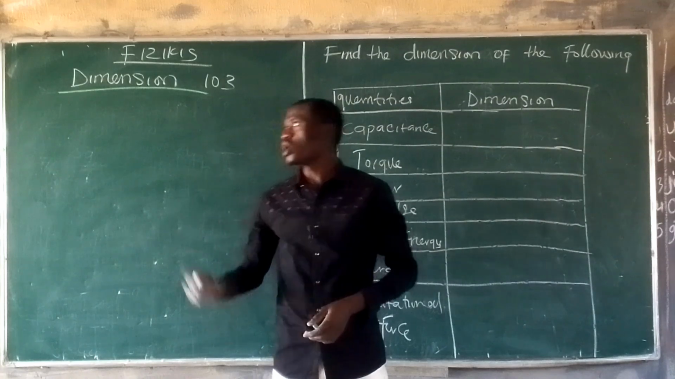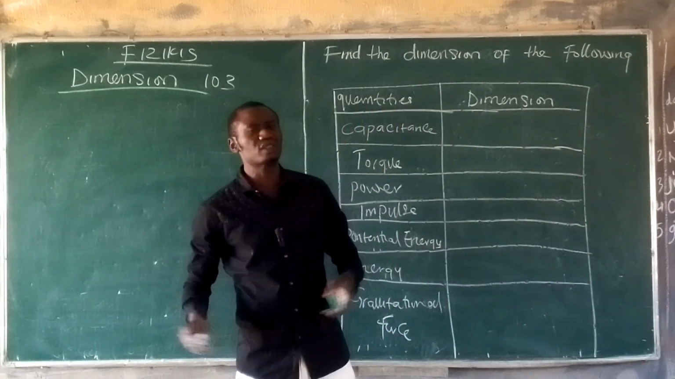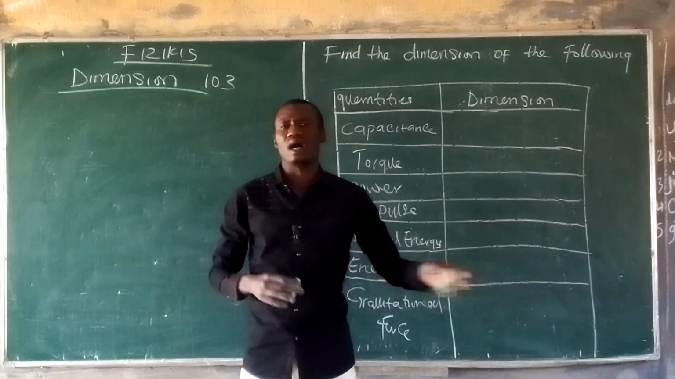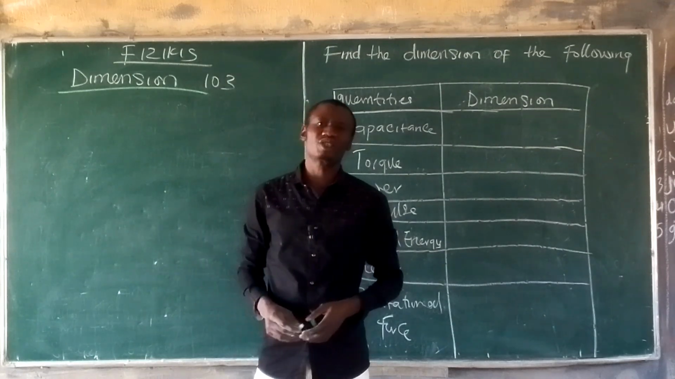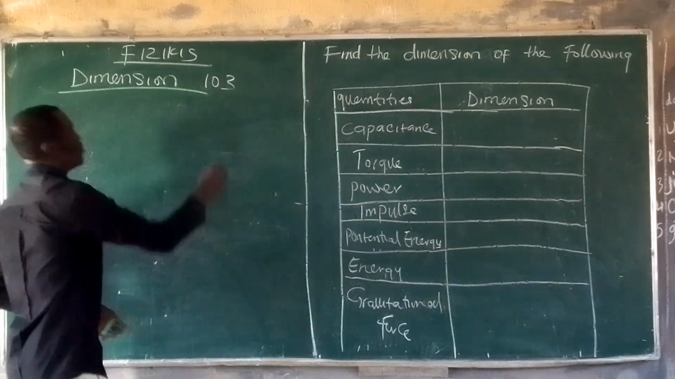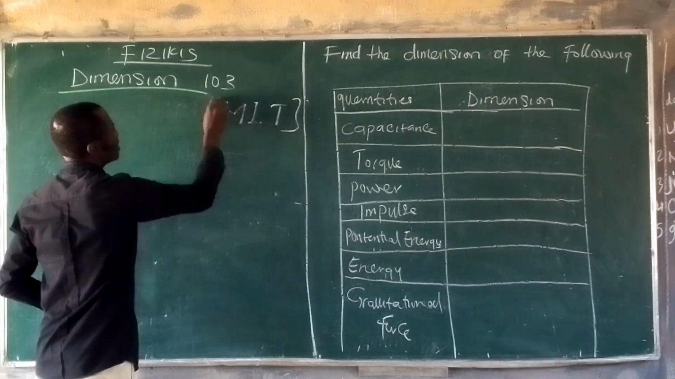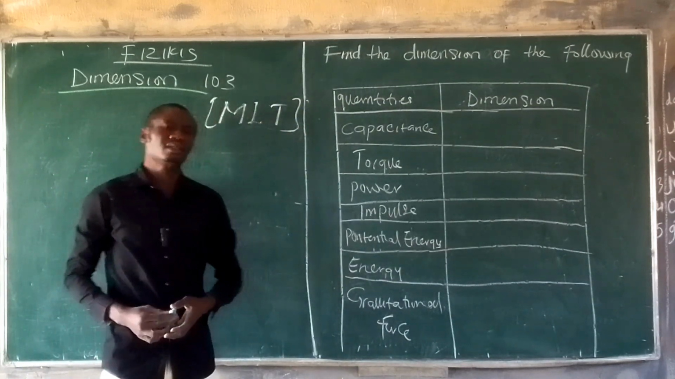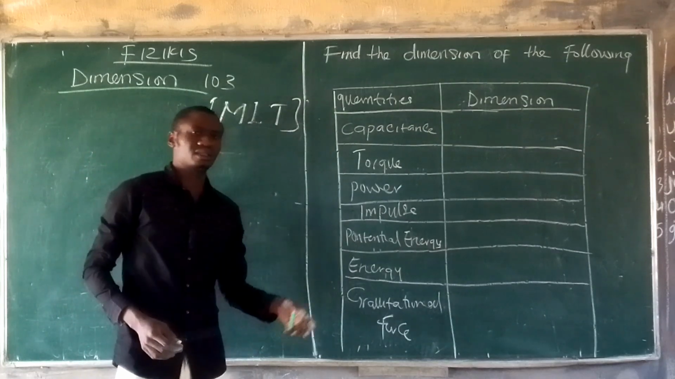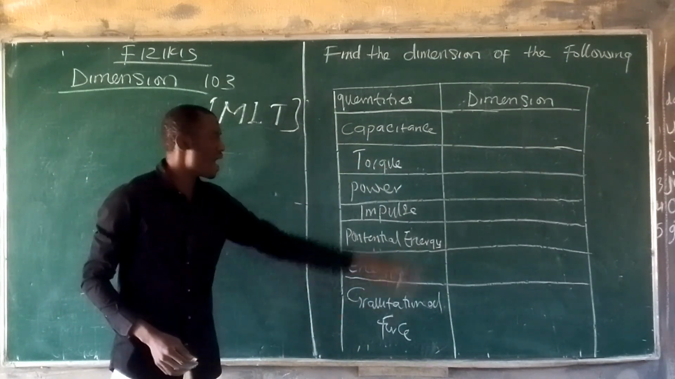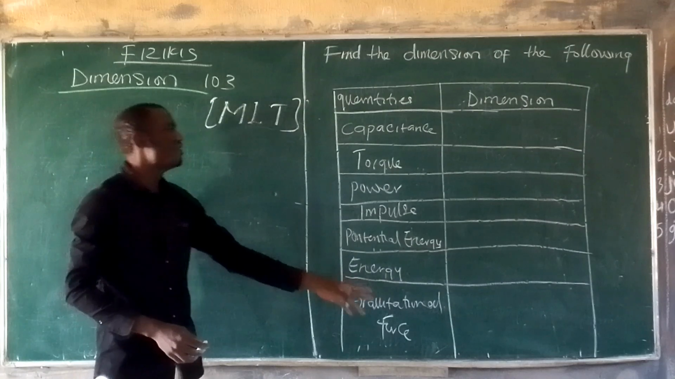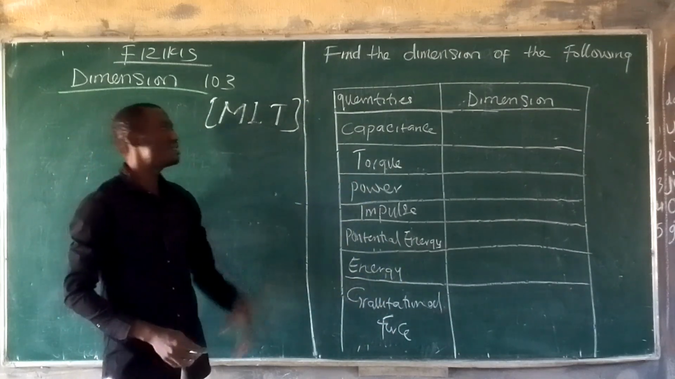Welcome to today's class. We're looking at the third series of our sequence of classes on dimension. Remember that our base of measurement in dimension is MLT, which means mass, length, and time. As we look at these parameters, we want to find these physical quantities in relationship to mass, length, and time.